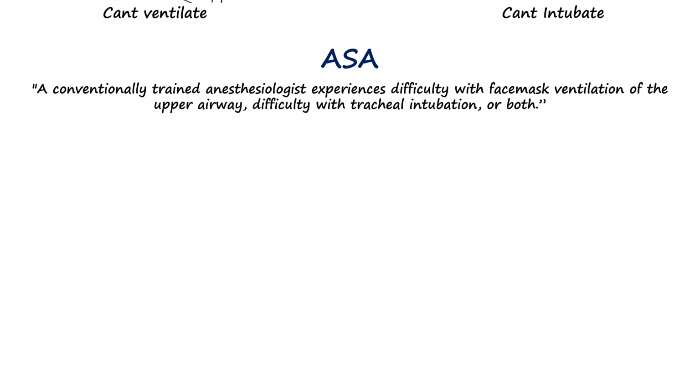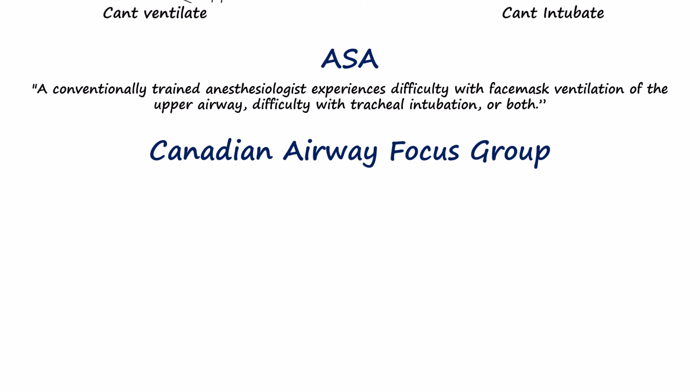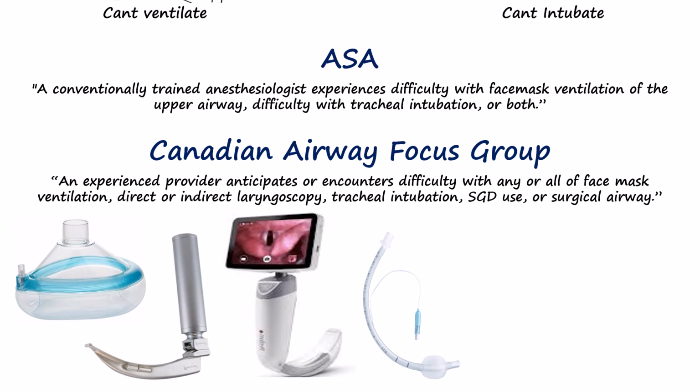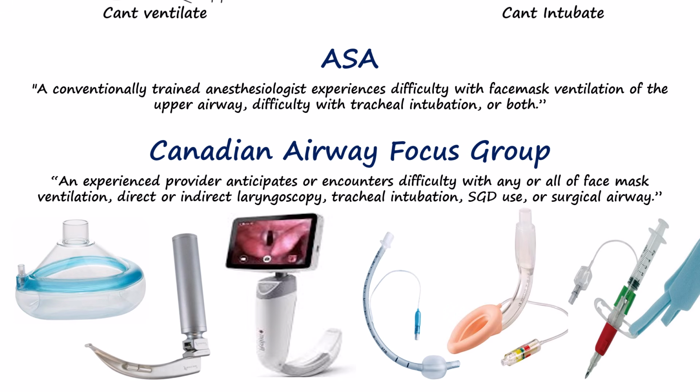Different guidelines describe it a little differently though. The American Society of Anesthesiologists defines a difficult airway as existing when a conventionally trained anesthesiologist experiences difficulty with face mask ventilation of the upper airway, difficulty with tracheal intubation, or both. The Canadian guidelines are broader. They define it as a situation where an experienced provider anticipates or encounters difficulty with any or all of face mask ventilation, direct or indirect laryngoscopy, tracheal intubation, supraglottic airway use or surgical airway. So difficult airway is a broader term used to describe the wider sets of airway issues that we might encounter.